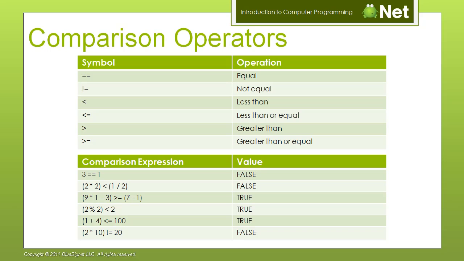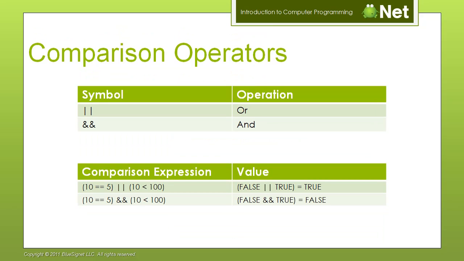2 mod 2 is less than 2. That is also a true statement because 2 mod 2 is 0. Remember our example from before, when you divide 2 into 2, it's 1.0, and 0.0 times 2 is 0. There's your modulus. Next, we have 1 plus 4, which is 5, is less than or equal to 100. Looks true to me. And next we have 2 times 10, which is 20, does not equal 20, and that's just flat wrong. I can't even believe that I actually typed that. So there are some examples of using comparison operators.